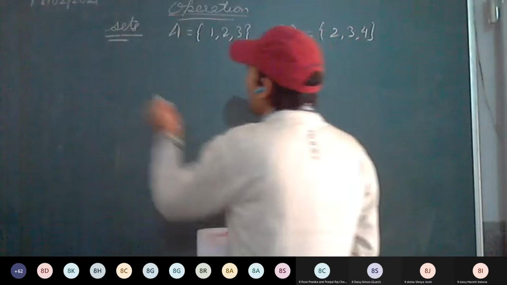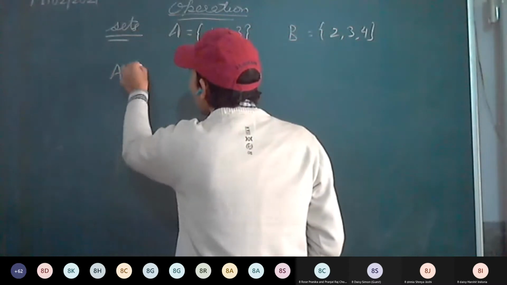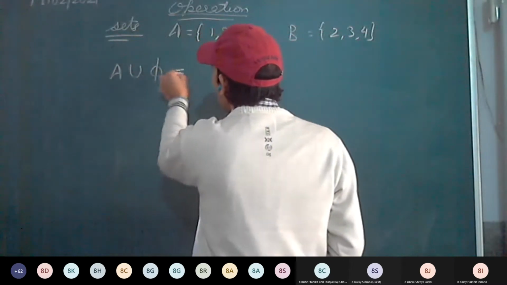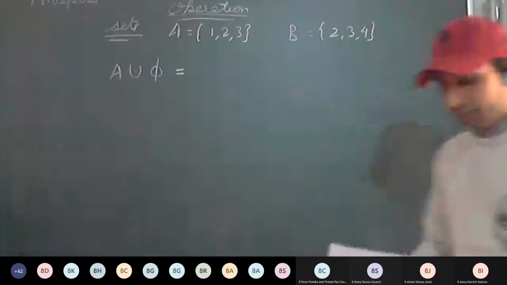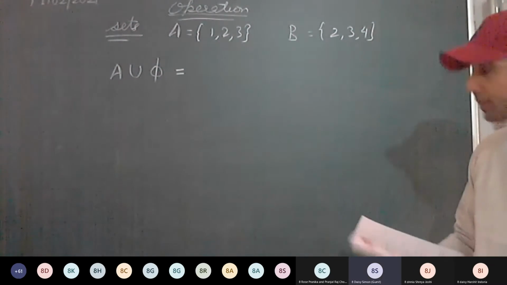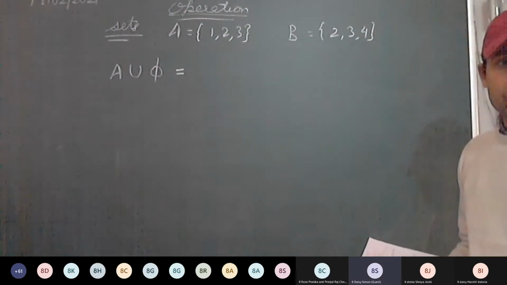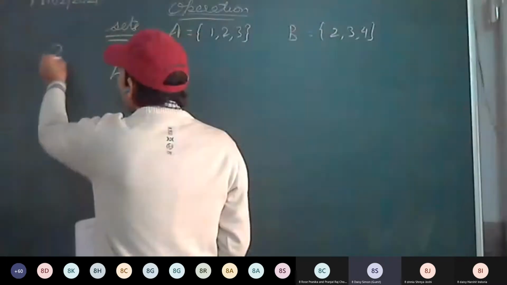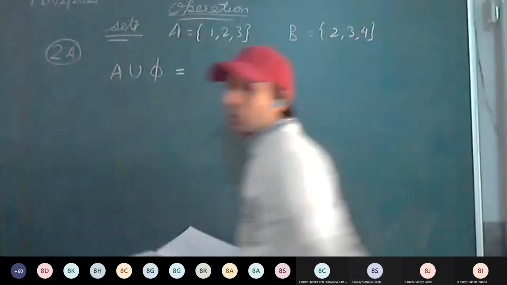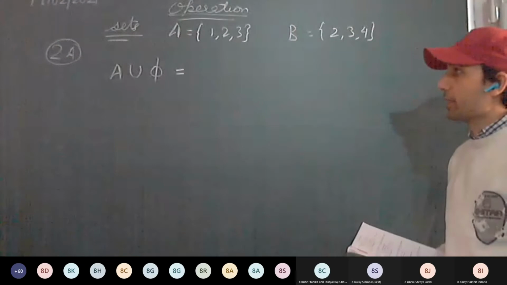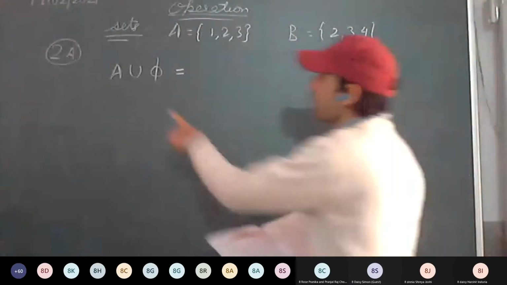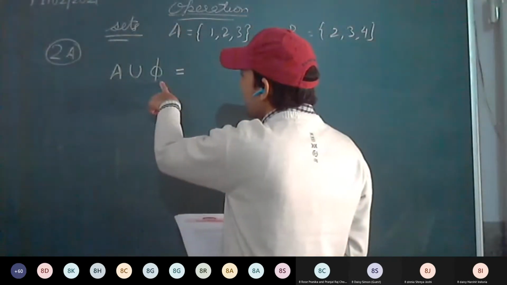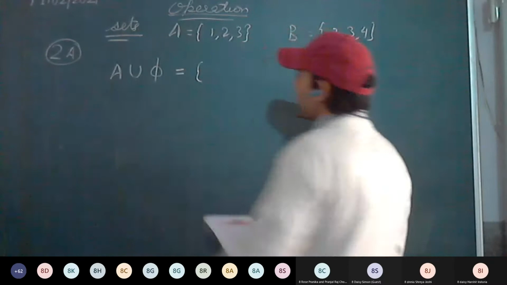Okay. Now if I'm doing A union null set, what will I be getting? In this chapter, only exercise 2A will come. Venn diagrams won't be there. Okay, if I'm operating like this, A union null set, what will be the answer?